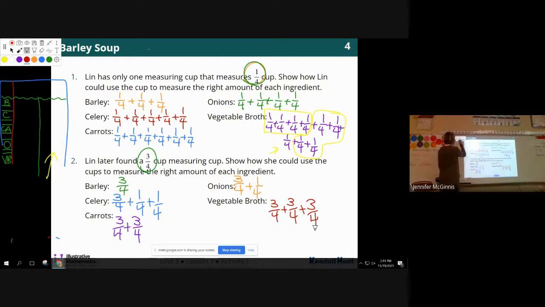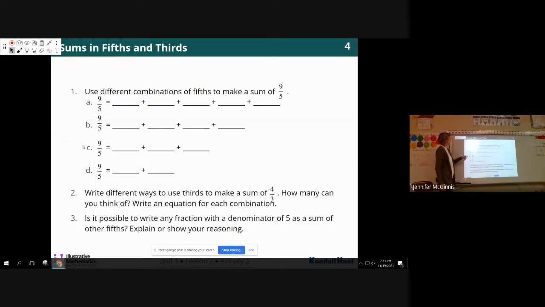Very good. So let's see if we can talk about this real quick. This slide right here. Can we just out loud together, you guys can just sit your pencils down. Can we use different combinations of fifths to make a sum of 9/5? What different things could you use here to make 9/5 if you had the freedom to use whatever you wanted? But you got to fill in every one of these lines. So you got 1, 2, 3, 4, 5 different things.